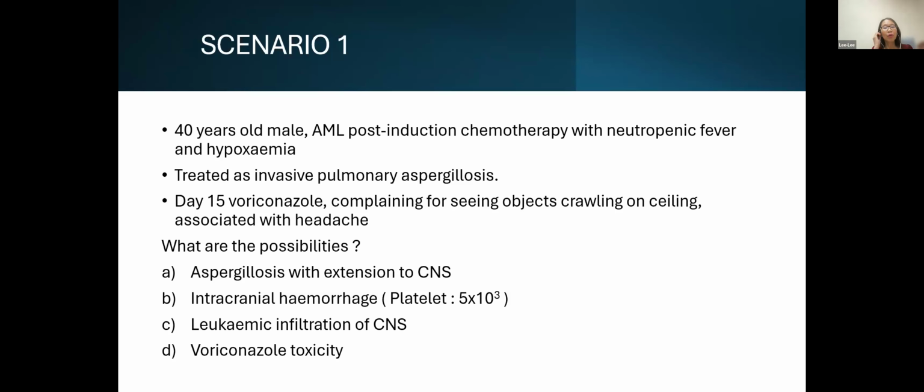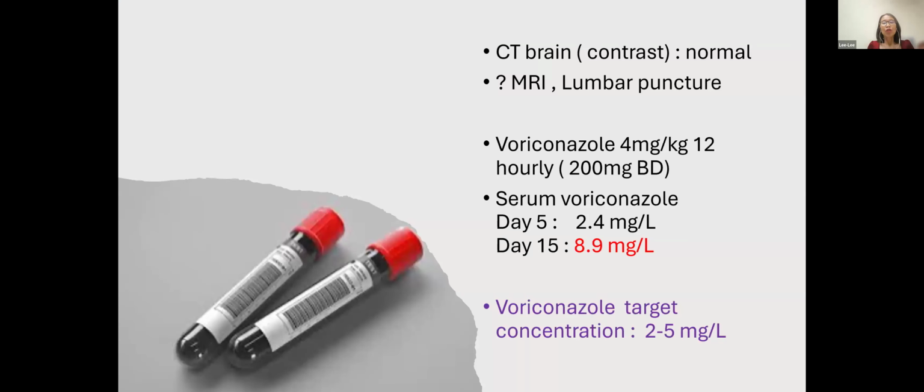On day 15 of voriconazole, he started complaining of seeing objects crawling on the ceiling, associated with some headache. Based on the complaints, there is a whole list of possible differential diagnoses. Some of them, we might think of aspergillosis with extension to the CNS, or intracranial hemorrhage in view that this patient has a very severe low platelet count, or leukemic infiltration of the CNS, or voriconazole toxicity. So the treating team quickly performed a CT brain with contrast.